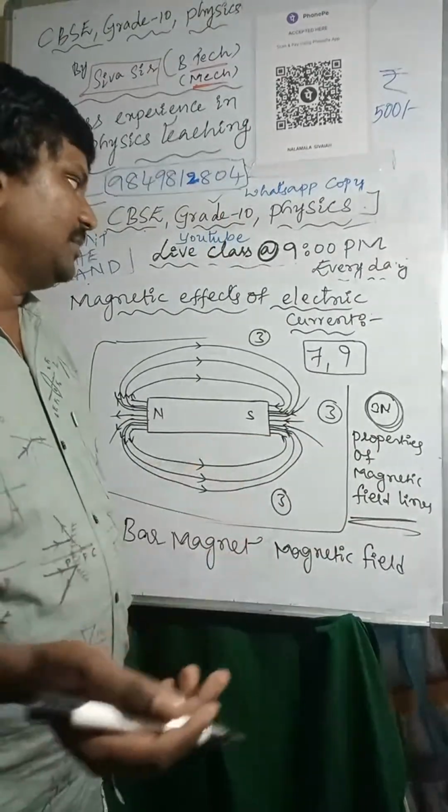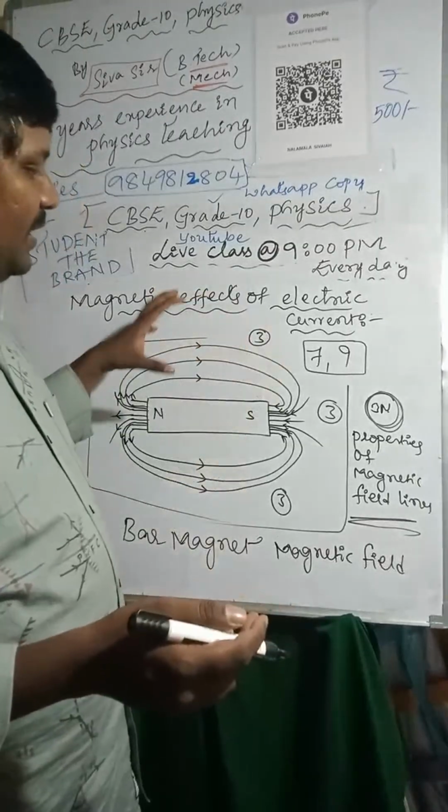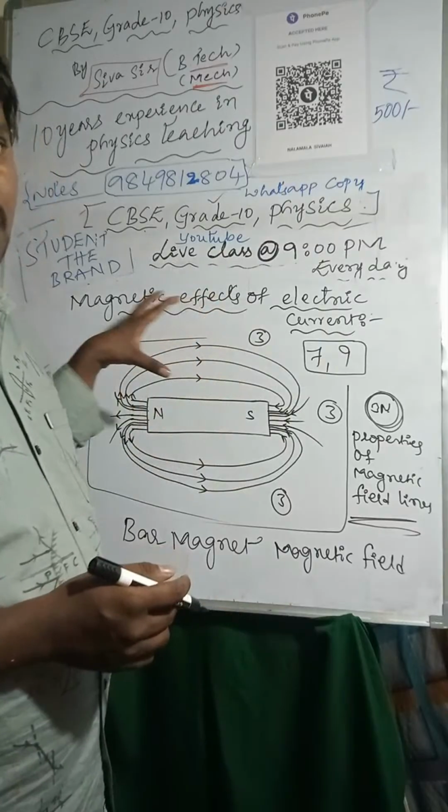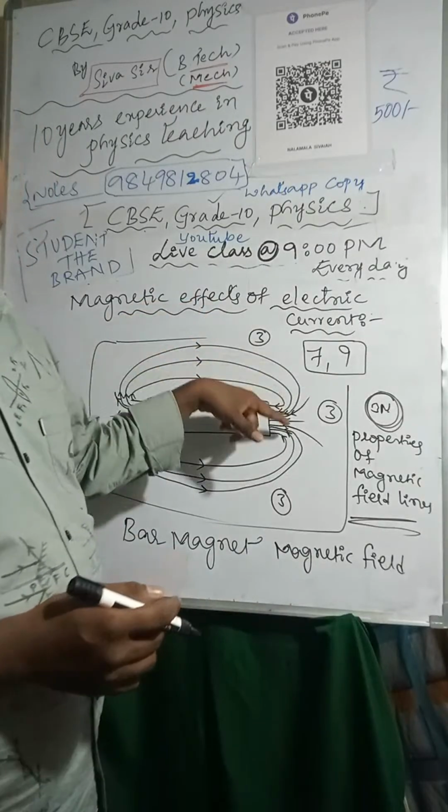Okay, three points I'm saying. One is the magnetic field. These field lines are closed loops. Closed loops start from north and reach to south.